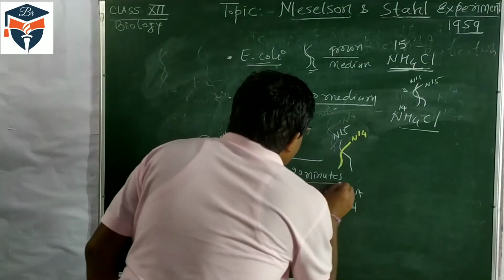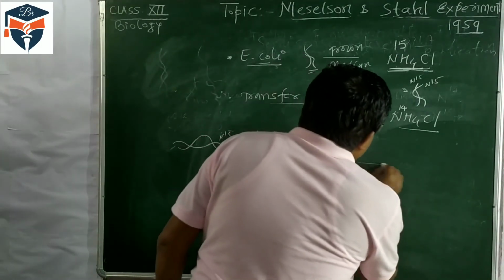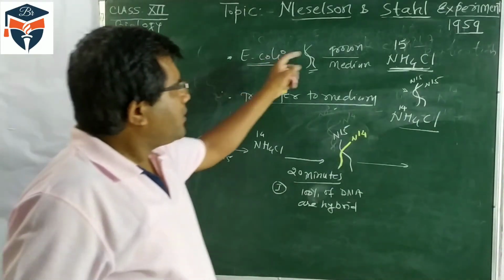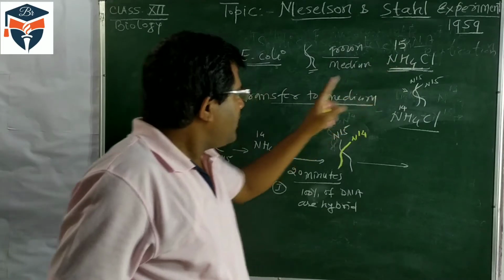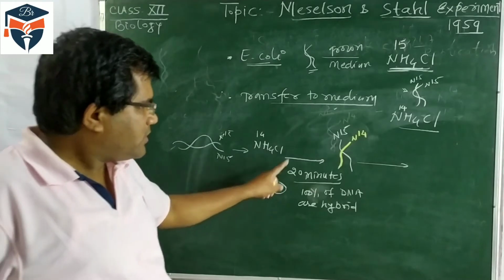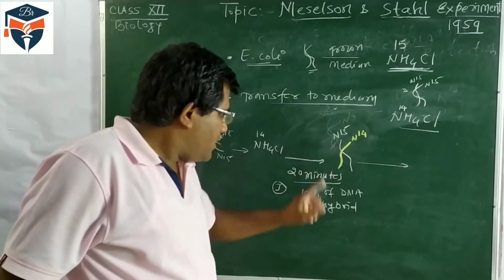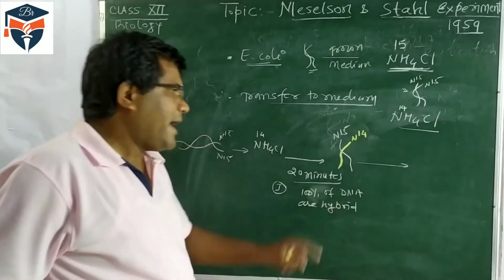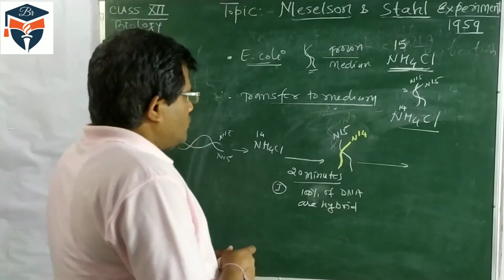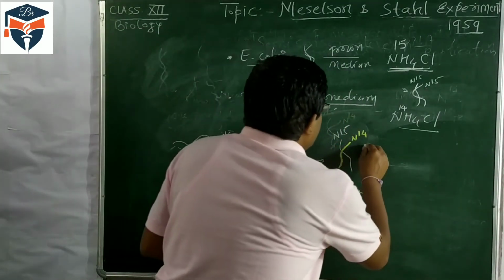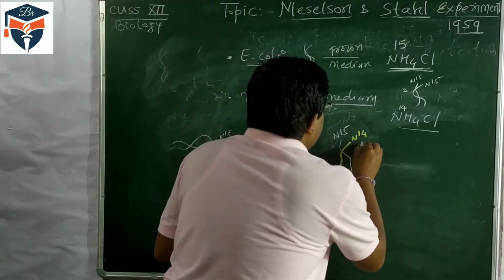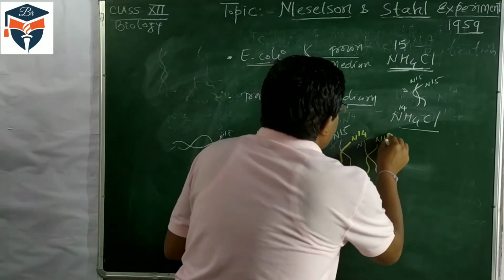This is after 20 minutes. But the second generation is the result of the first generation. To write the first generation: E. coli grown in N15, then transferred to N14. Then what happened? In the F1 generation, the first generation, we are getting DNA that is 100% hybrid. It means one strand is N15, another strand is N14. So this type of one more strand I have to make: one N15 and one N14.